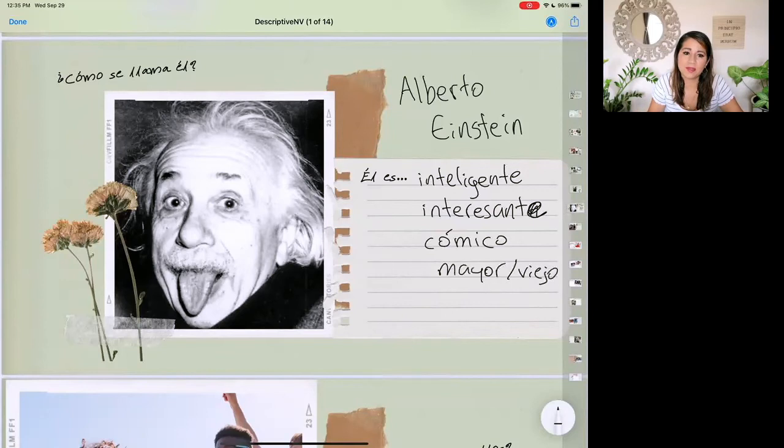Now, I'm using the present tense, even though he has already passed away. I'm just using the present tense. He is instead of he was, because we're focusing on the present tense right now. Towards the end of the semester, we'll be focusing on the past tense, but right now, present tense, okay? So, él es inteligente, él es interesante, él es cómico, él es mayor. And then his profession, él es un científico, ¿verdad? So, él es un científico, a scientist, un científico.